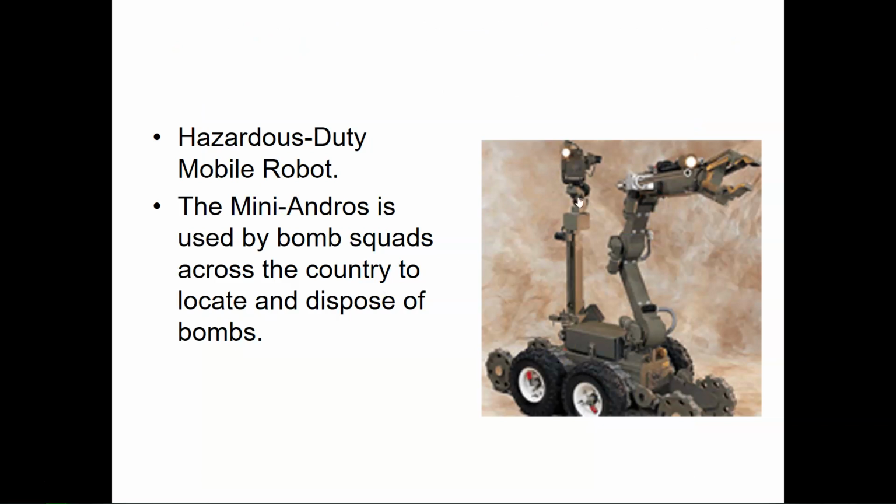This is a hazardous duty robot. These are used by bomb squads across the country to locate and dispose of bombs. Again, you have a camera right here mounted to this robot so that the operator can observe what the robot sees and help the robot to disarm the bomb or to take it off somewhere to where it's not going to harm humans. Does that make sense to everybody?